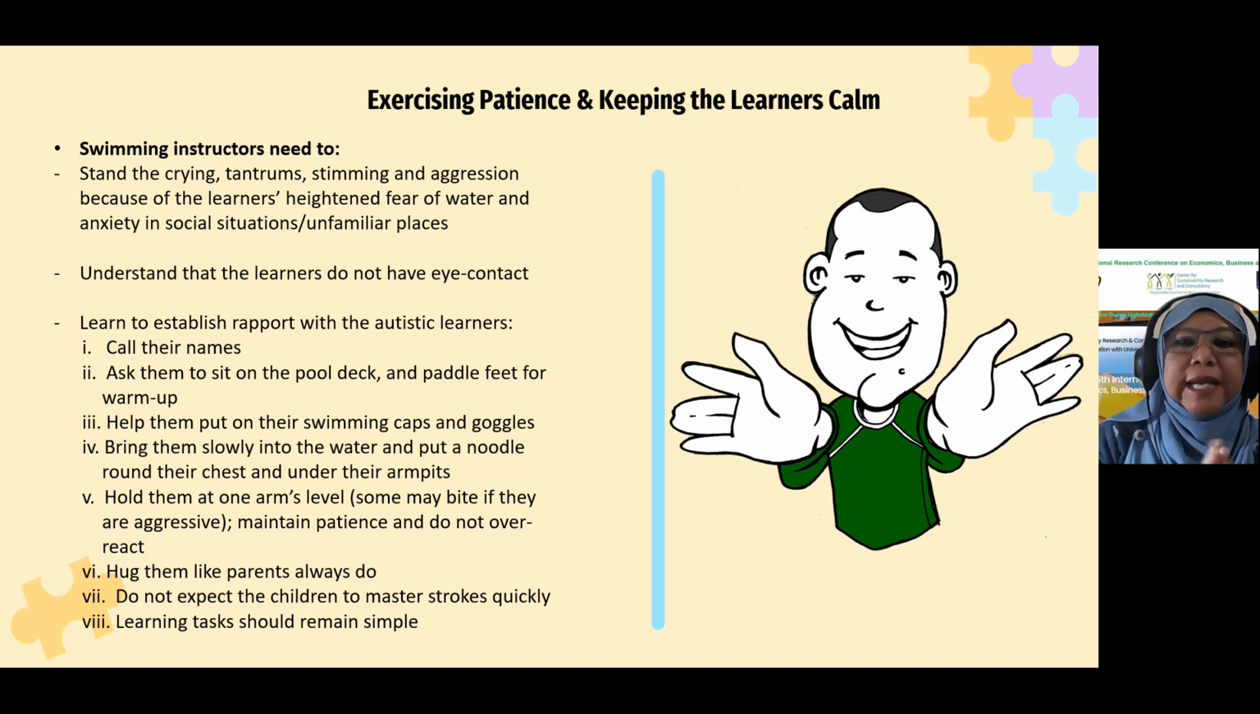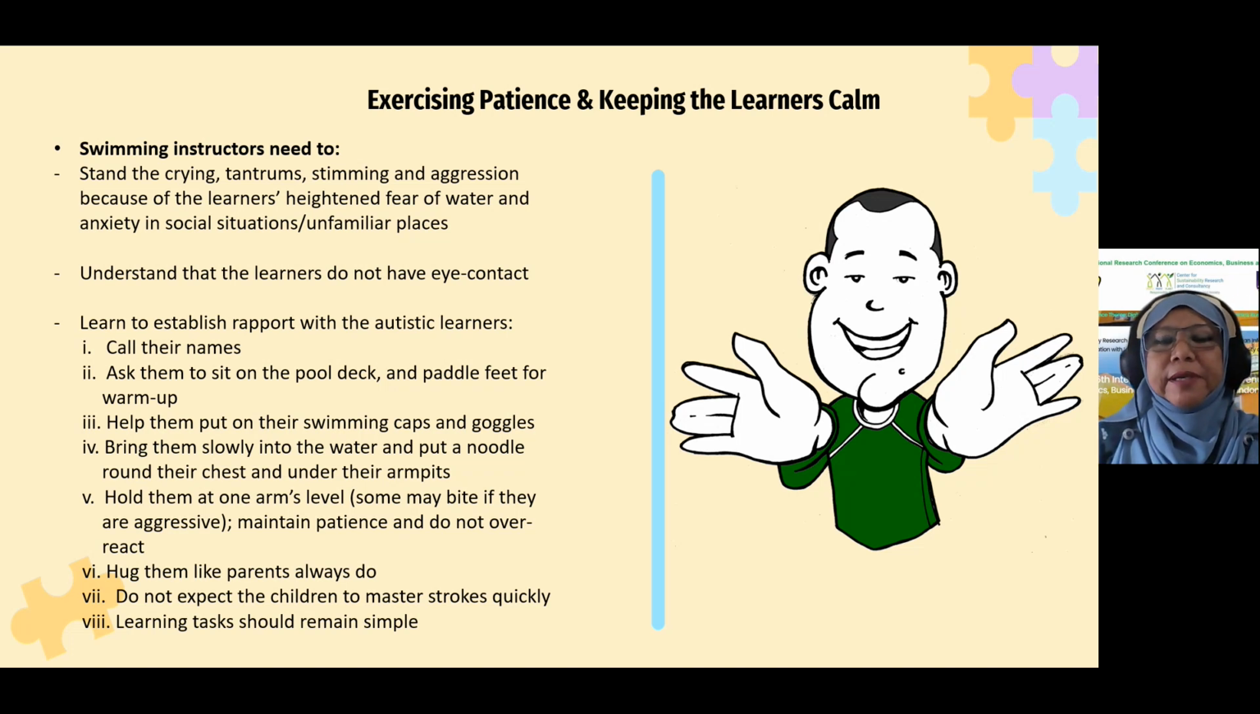And they must also understand that these learners do not make eye contact. Now, in our custom, especially teachers, when we teach our students, we want them to look at us, right? Because to us, we feel that if you don't look at us, it means that you're not paying attention. And if you're not paying attention, therefore, you won't understand what I'm teaching. But it's different with children with autism, or people with autism. So teachers too need to learn to establish rapport with the autistic learners.